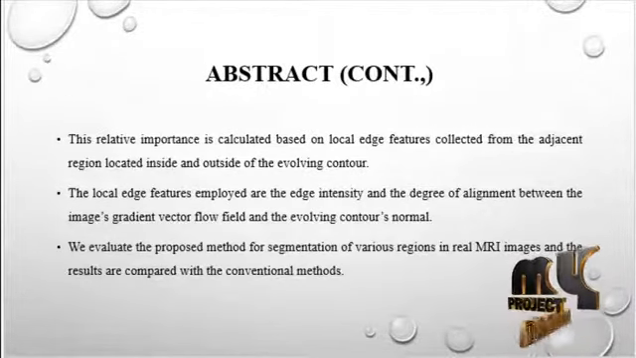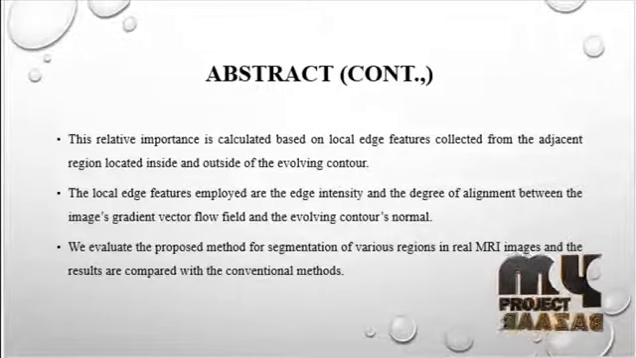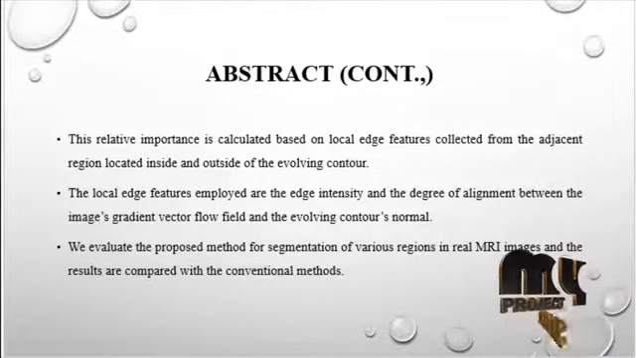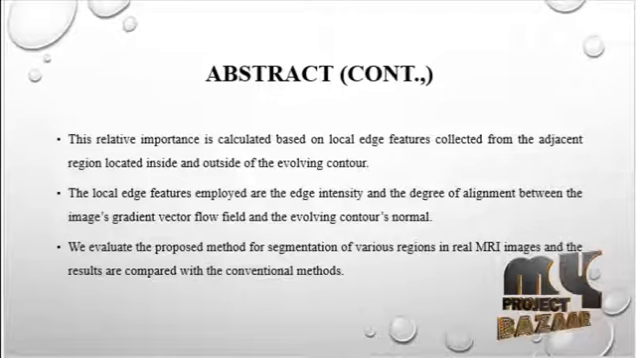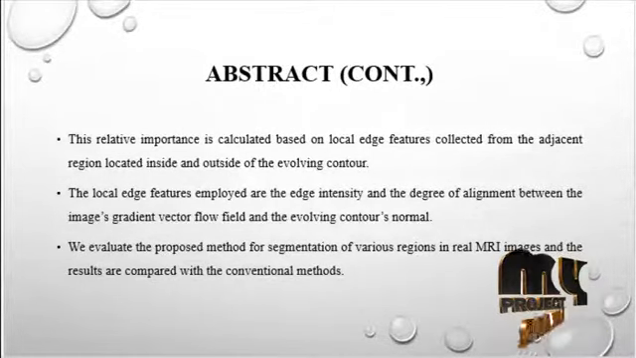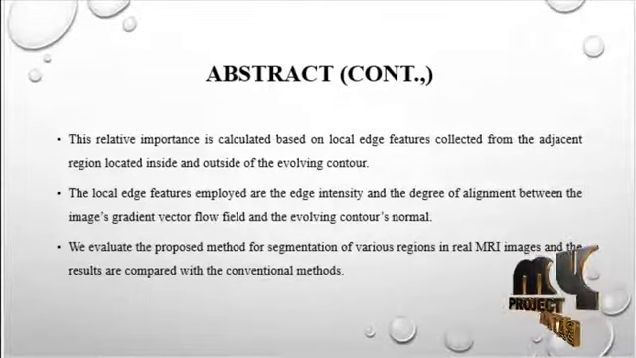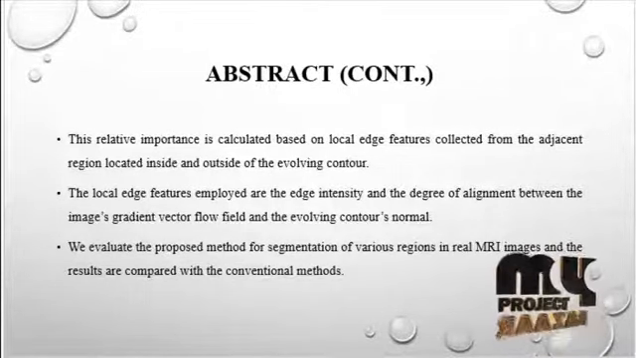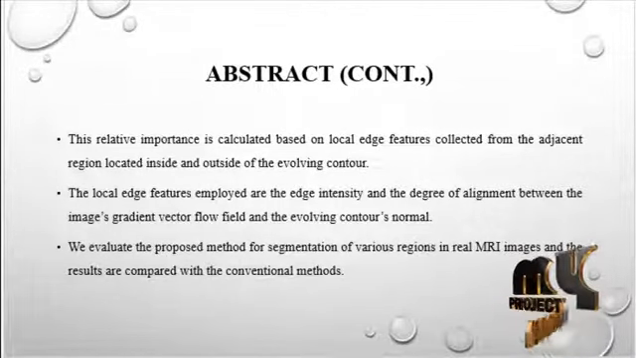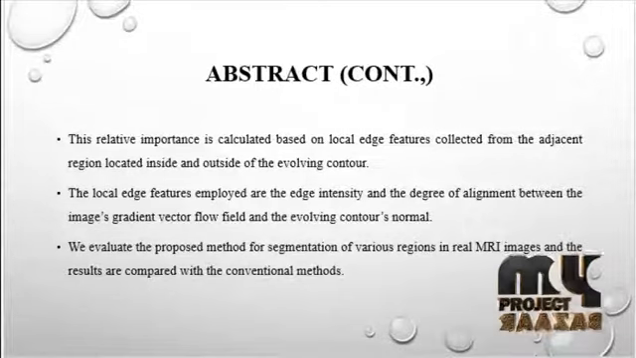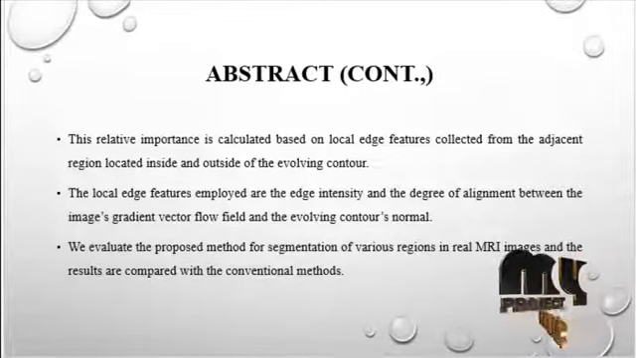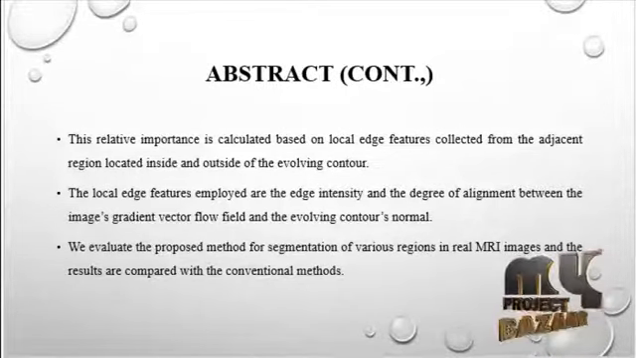This relative importance is computed based on the local edge features collected from the adjacent regions located inside and outside of the evolving contour. The local edge features employed are the edge intensity and the degree of alignment between the image gradient vector flow field and the evolving contour's normal. The performance of the segmentation result is evaluated using real MRI and CT scan images.